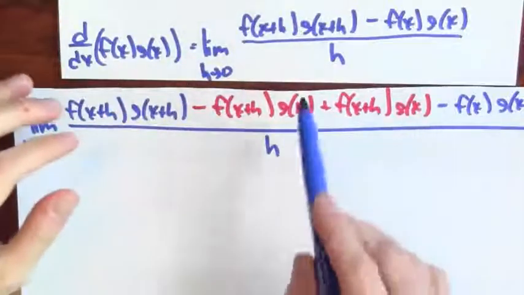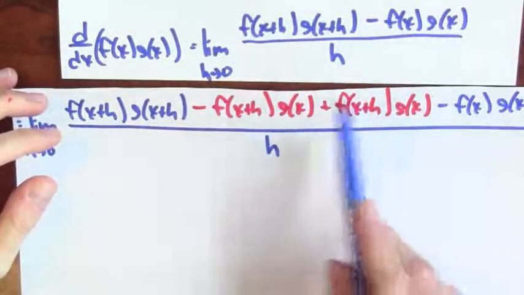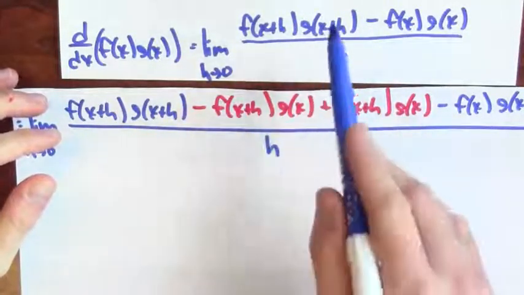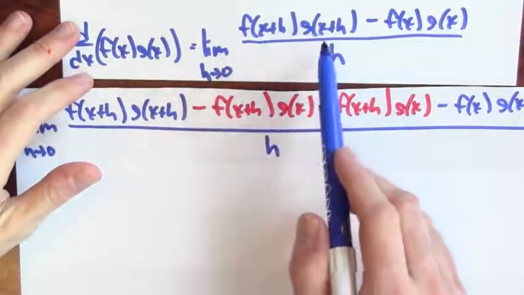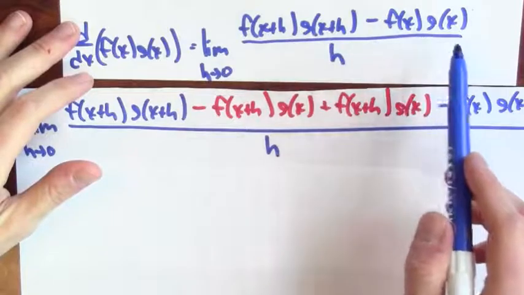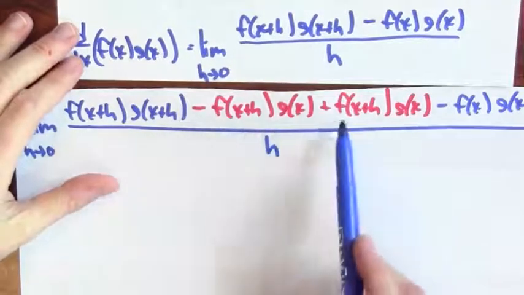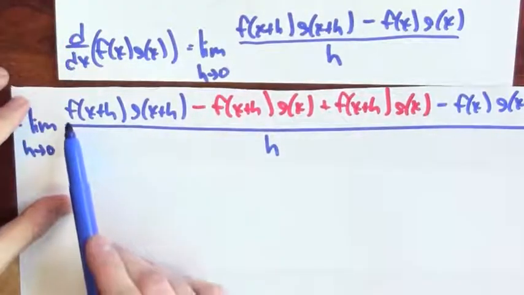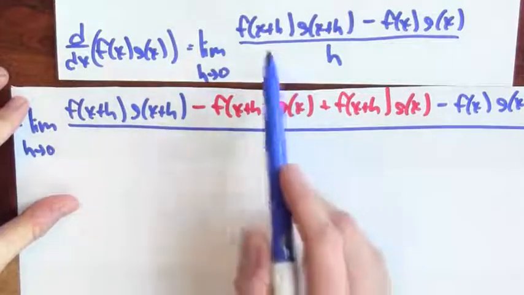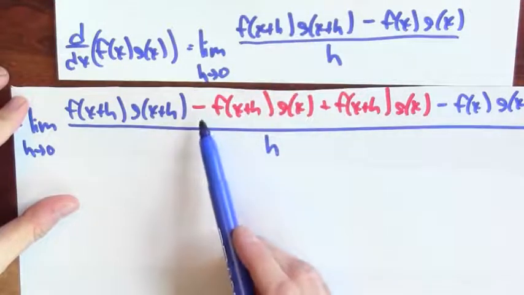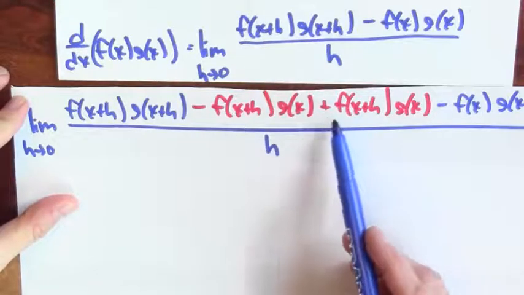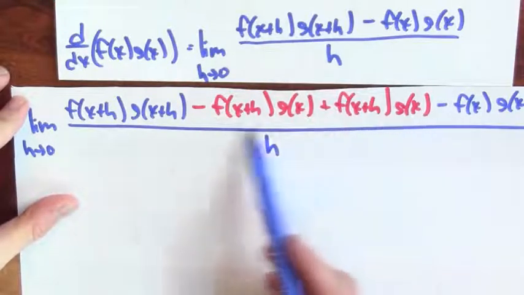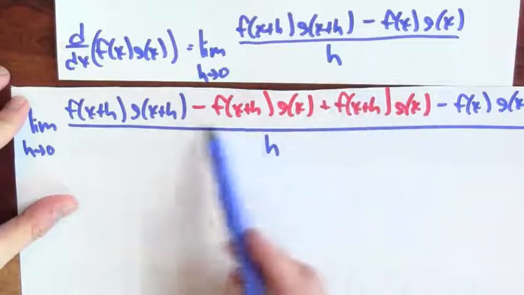Here's the trick. I'm going to add a disguised version of 0 to this limit. Instead of just calculating the limit of f of x plus h times g of x plus h minus f of x times g of x, I'm going to subtract and add the same thing. So here I've got f of x plus h times g of x plus h, just like up here. Now I'm going to just subtract f of x plus h times g of x and then add it back in, plus f of x plus h times g of x. This is just 0. I haven't done anything.